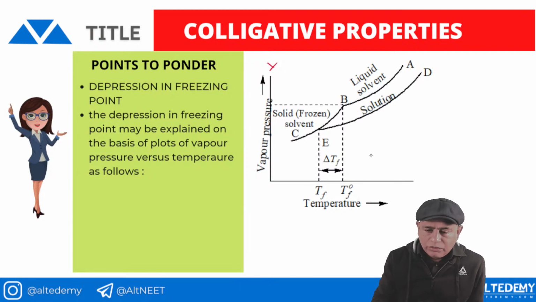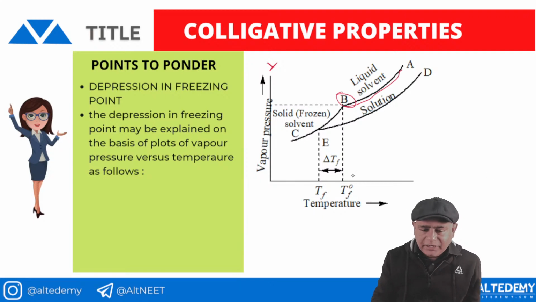Now, take a pure solvent, and pure solvent is this. A line is for liquid solvent. Let us understand, B is the point which is the freezing point of this liquid. B is the temperature at which the liquid is getting frozen.